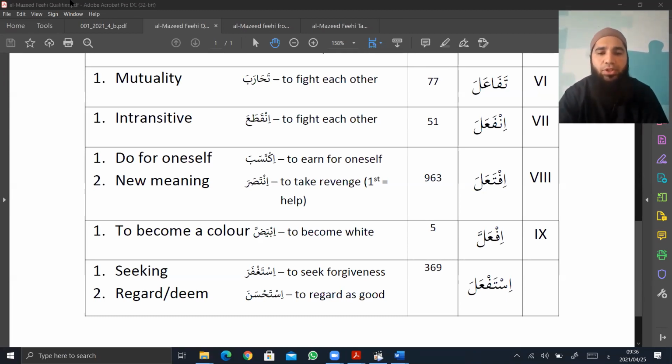And then here we have an example. Intasara means to take revenge. Intasara can also mean, actually, to bring victory for oneself. So it has a meaning of doing for oneself, or has a new meaning. And this verb is also quite common.